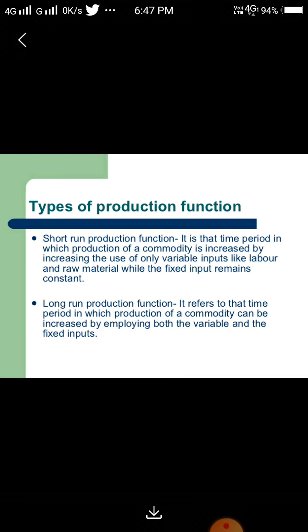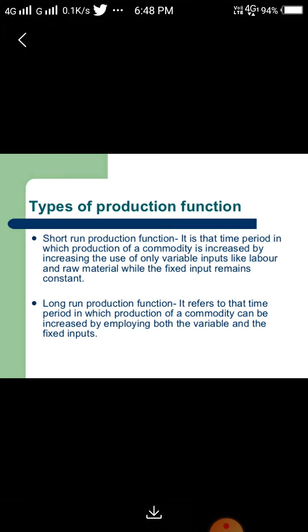It is the time period in which the production of a commodity is increased by increasing the use of only variable inputs, meaning variable inputs like labor and raw material, while the fixed inputs remain constant. Means in the short run production function, fixed input remains constant, means the fixed capital remains constant. Machinery, buildings, these are constant, but labor and other factors like raw materials, these are variable factors that change, right?